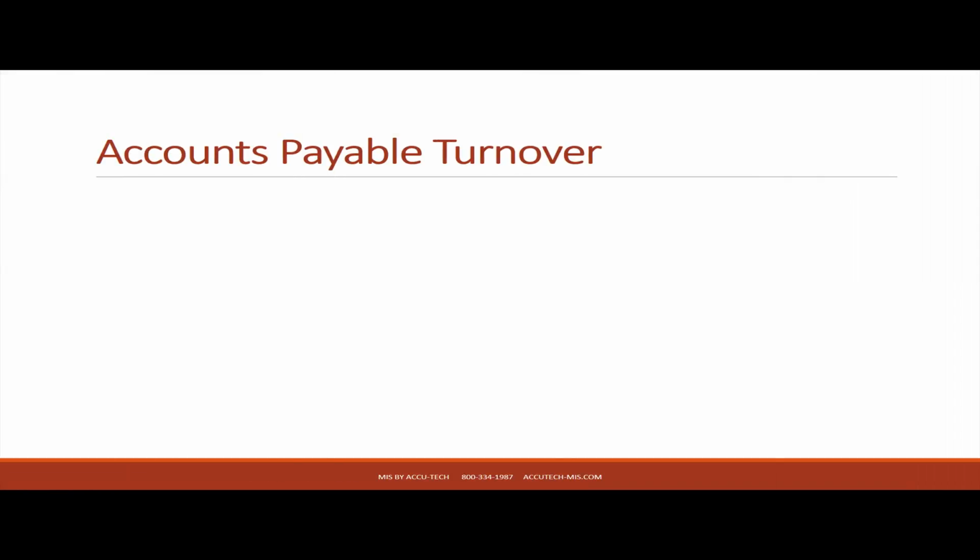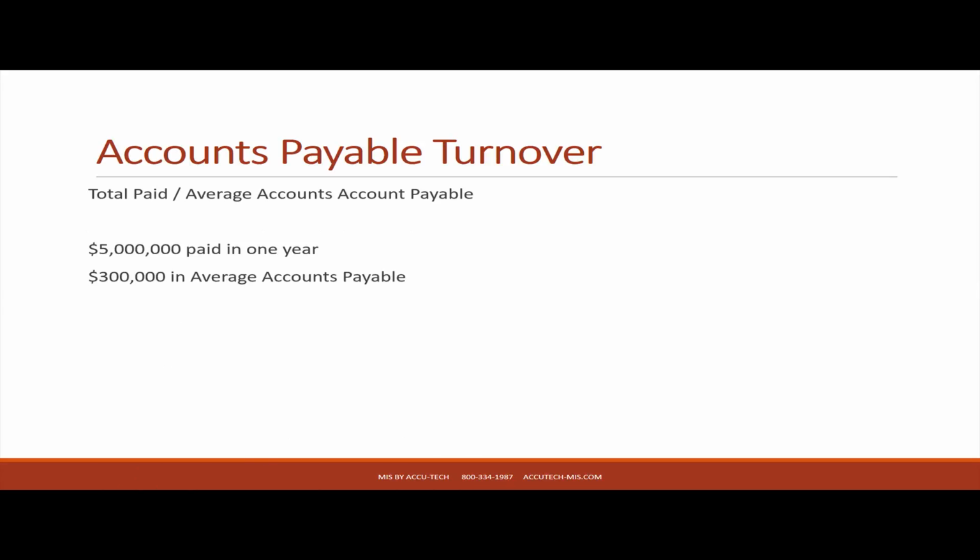The formula for accounts payable turnover is total paid divided by average accounts payable. Let's use an example of $5 million paid in 1 year divided by $300,000 in average accounts payable, and you will see we turn over our accounts payable 16.7 times per year. And like we did with receivables and inventory, we convert the turns to days and come up with 21.9 days.